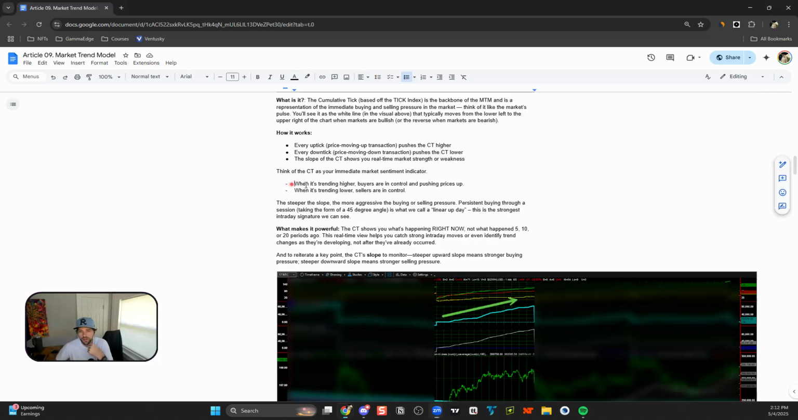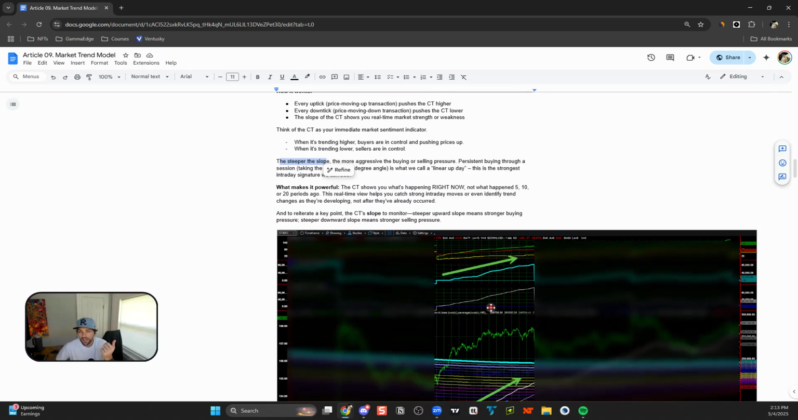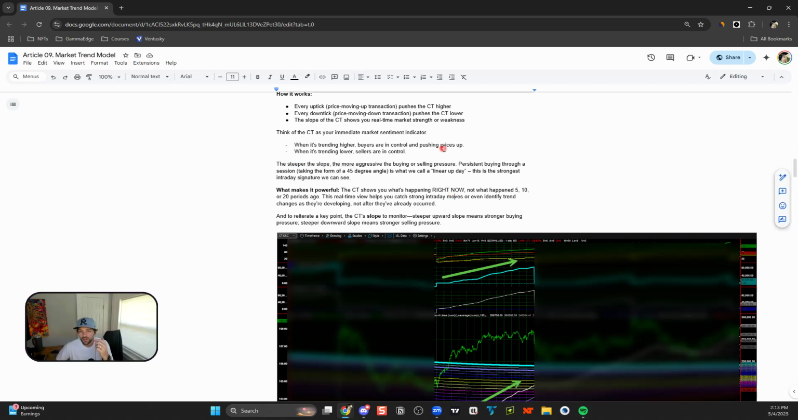We just talked about this, but trending higher, buyers are in control, trending lower, sellers are in control. The steeper the slope, the more aggressive the buying or selling is. If we see persistent buying through a session like we have right here, we call that a linear up day. And this is the strongest intraday signature that we can see.